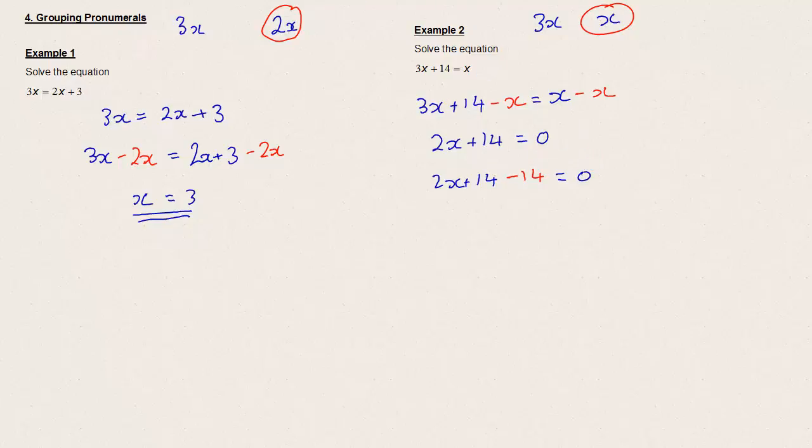So 0 take away 14 on the right. So that leaves me with 2 x's over here and negative 14 over here, and then we'll divide both sides by 2, and that leaves me with x on the left and negative 7 on the right.